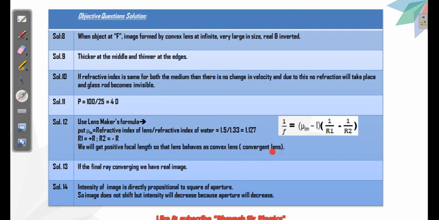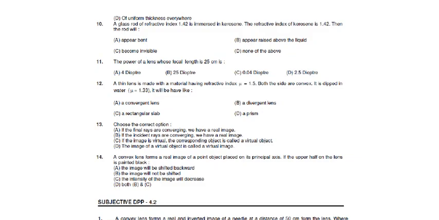Now let's move to the next question, 13. In question 13, choose the correct option. If the final rays are converging, we have a real image. Yes, when the rays are converging, like in a convex lens, which is a converging lens, the image formed converges after refraction, so we get real and inverted images. So the right answer is A.